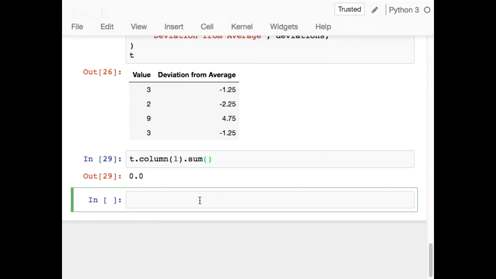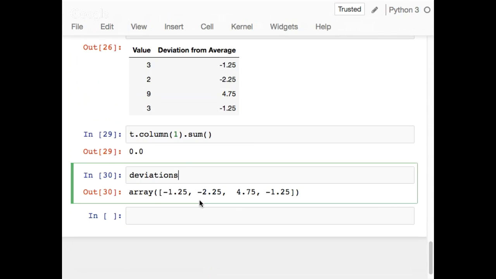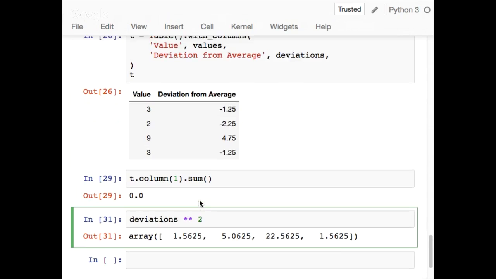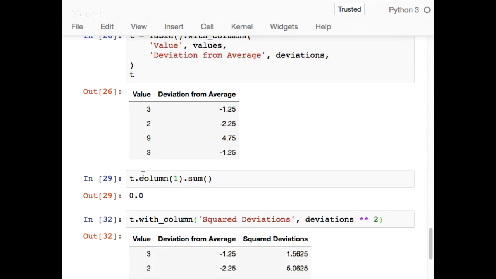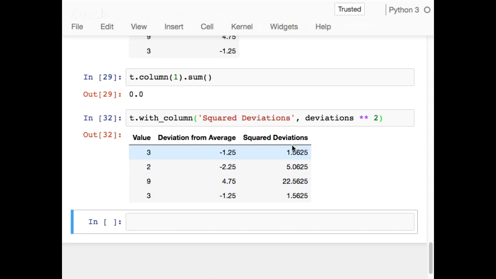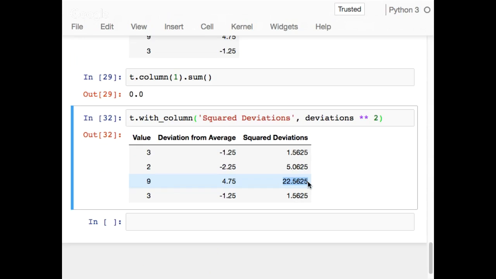Okay, so I'm going to take my deviations, which is this array, and square it. Here it is. Now I can add my squared deviations. So let's add it to my table. Column, squared deviations, add in there. Bam. Okay. So now we have these values, which are all positive. Notice that my 9 here had a pretty big deviation, so a squared deviation is really big.